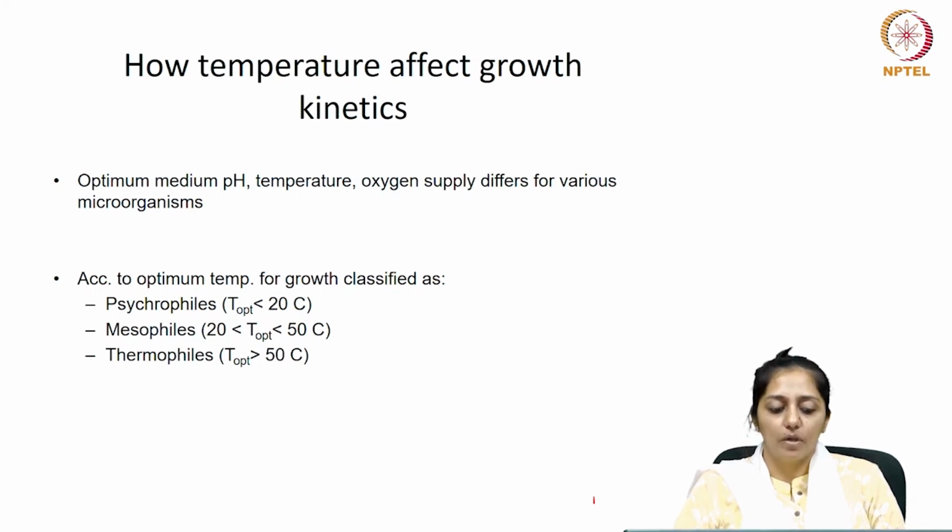where the significance of each of these factors may differ from organism to organism. For example, psychrophiles. Psychrophiles are organisms which generally grow at temperatures less than 20 degrees C, or at lower temperatures. Or mesophiles, where the optimum temperature ranges between 20 to 50, ambient temperatures. Thermophiles, which only survive at very high temperatures. So then, depending on the organism, the effect of temperature may vary on the growth kinetics of the culture.